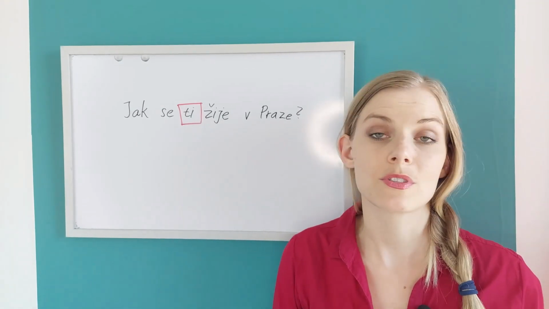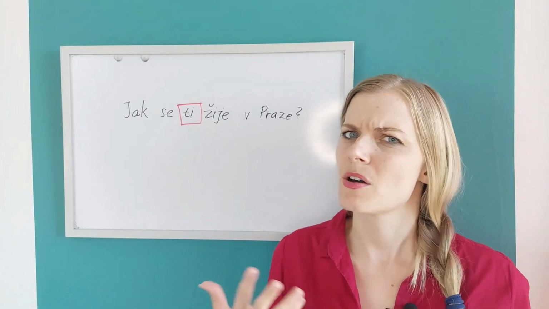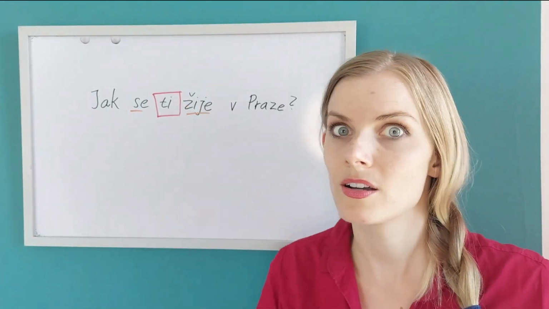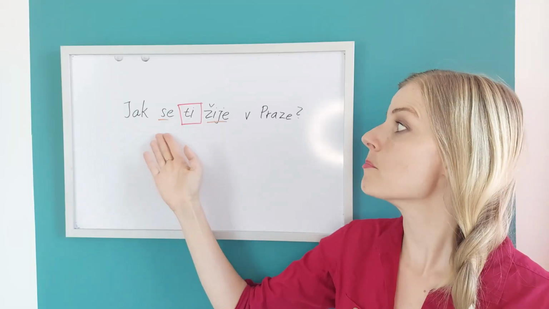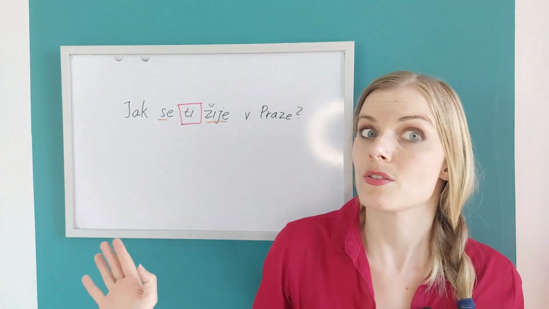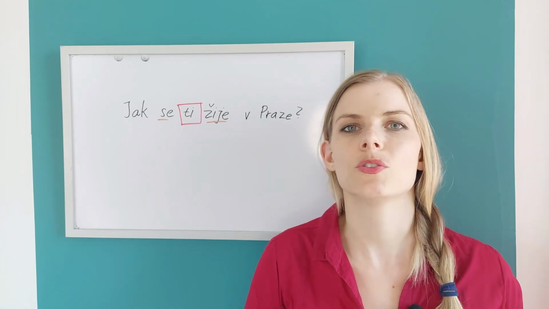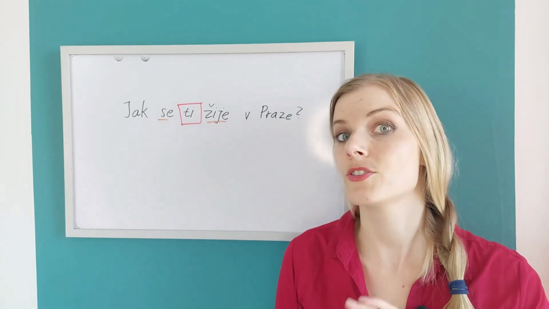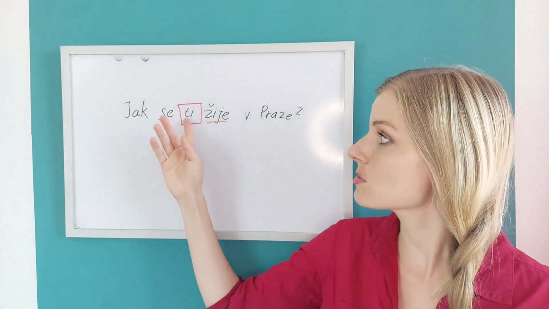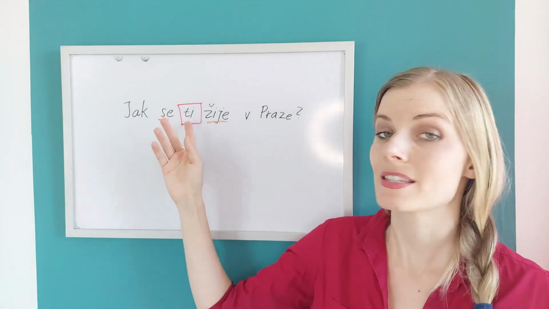So if we translate it literally, it sounds very strange. How is it living to you in Prague? Doesn't make sense. This is an impersonal way of expressing something. How is life treating you in Prague? Before I talk about more ways to use the dative, let's review it very briefly. And I'll give you examples of the remaining forms that we can use in a place like this.